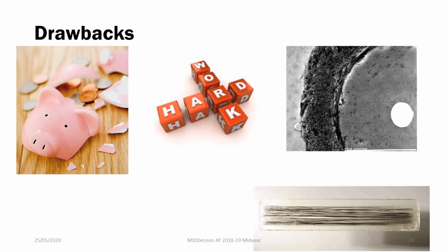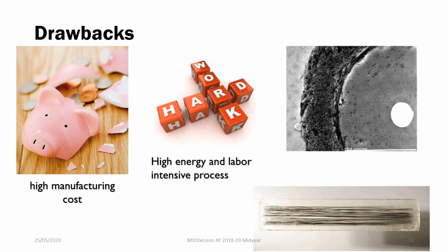Natin na maraming uses yung composites natin, bakit hindi lang composites ang gamitin natin sa lahat ng bagay? The primary drawback of our composites is the cost associated with the manufacturing of it. So, it is highly costly because we're adding an additional manufacturing step to our processing. It is also energy and labor intensive, associated yan sa high manufacturing cost mo.